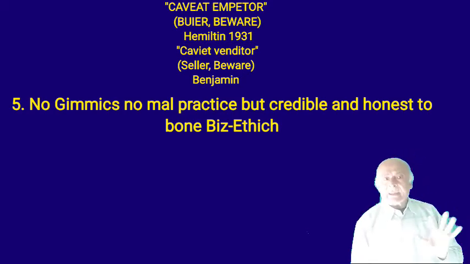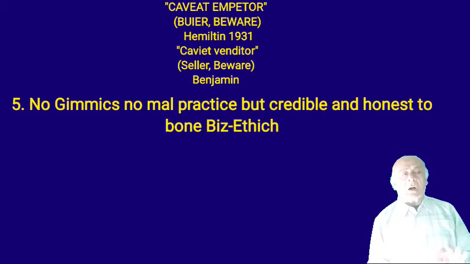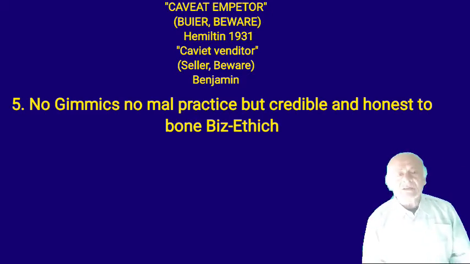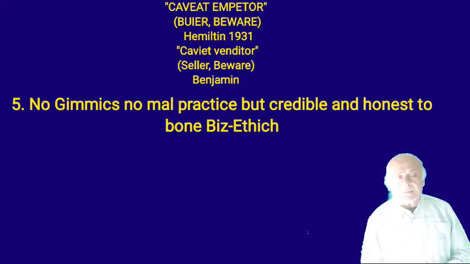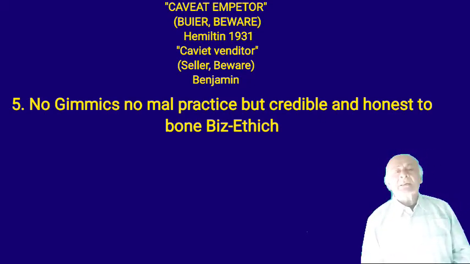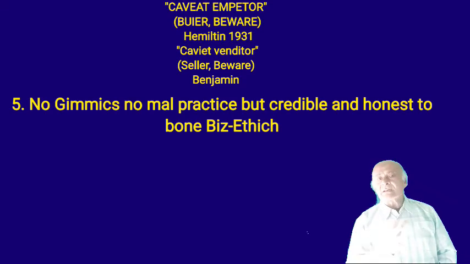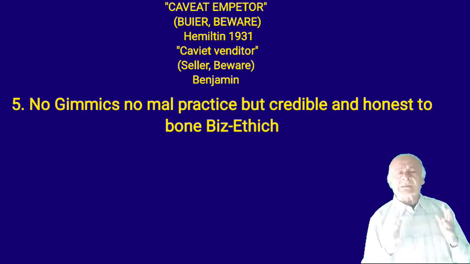The fifth is, no gimmicks, no malpractice, but only credible, honest-to-the-bone business ethics. It applies to both of them. Neither emptor nor venditor should adopt or resort to any kind of malpractice or gimmicks or shenanigans or similar. Meaning, emptor must not try to cheat venditor and vice versa. Meaning, venditor must not try to cheat emptor. Both should adopt ethical business practice.